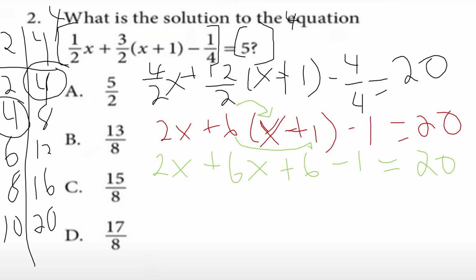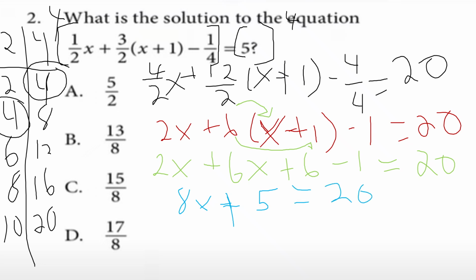All right, now we're going to combine, add, or subtract the like numbers on the left side of the equal sign. So that's going to give us 8x plus, because I added 2x plus 6x, and then I'm going to add or subtract 6 minus 5. That's plus 5. That equals 20.